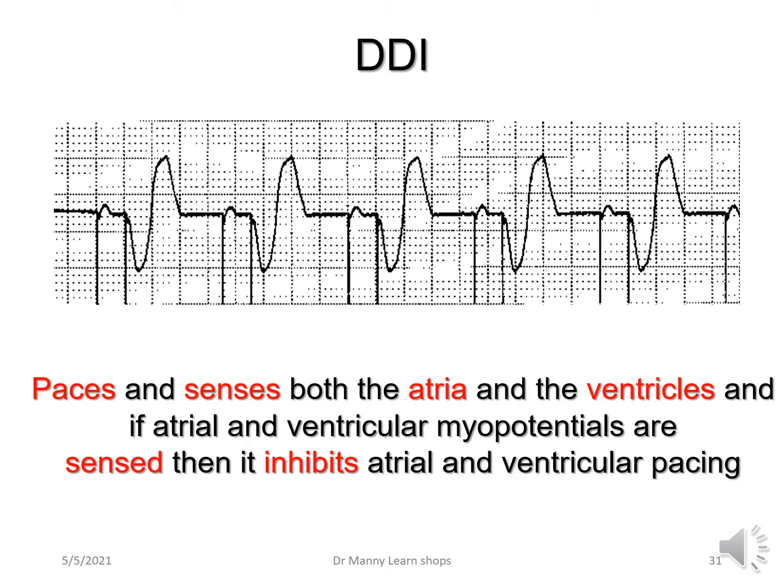DDI paces and senses both the atria and the ventricles, and if atrial and ventricular myopotentials are sensed, look at the code, D, second letter, then it will inhibit, third letter, response to sensing, atrial and ventricular pacing. In this rhythm strip, however, it is atrial and ventricular pacing. There is nothing being sensed.